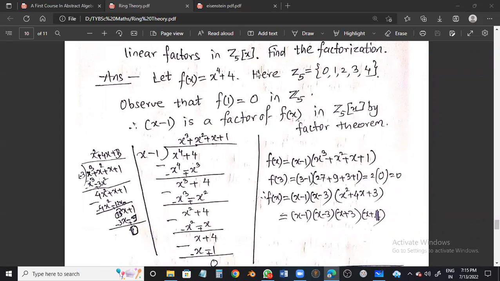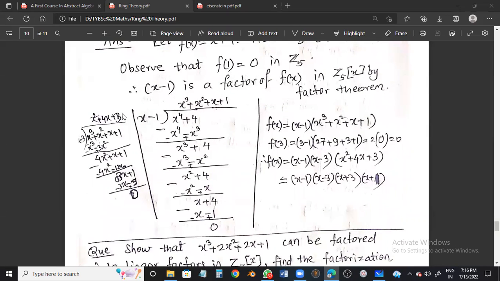And let us see what happens if I put 1 in place of x. I got 1 plus 4, that is 0 in Z5. Means what? x minus 1 must be a factor of f(x). That is our factor theorem. So I started dividing by x minus 1. I think you can directly do so.